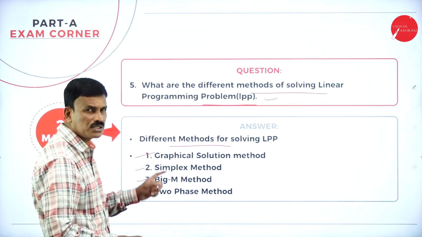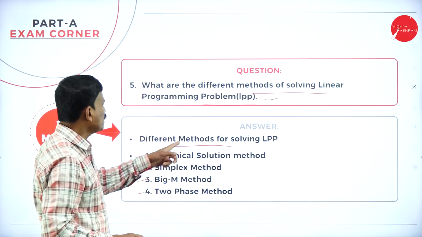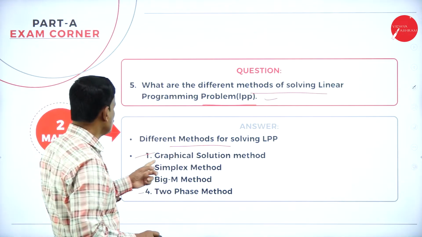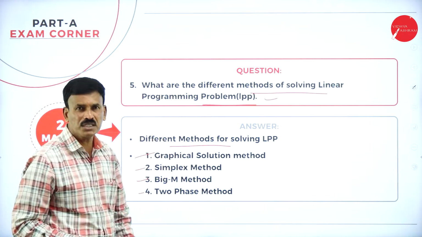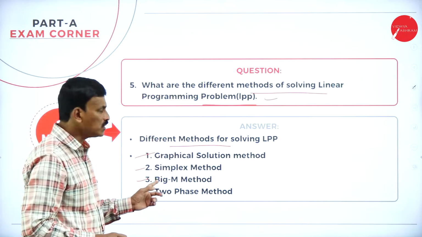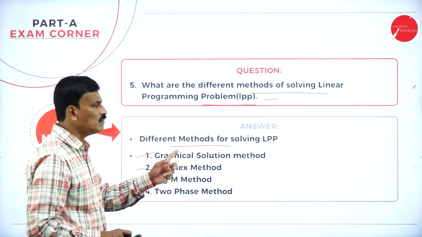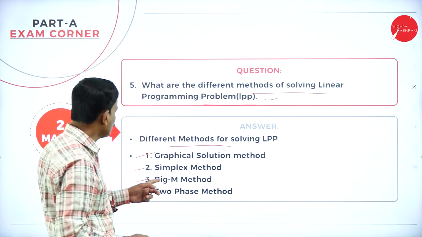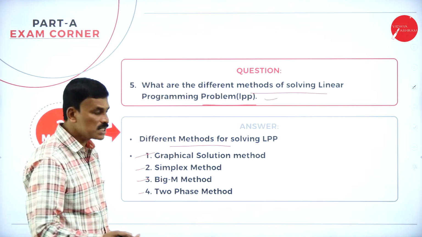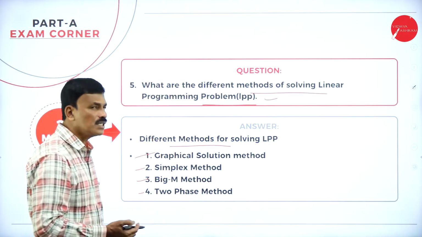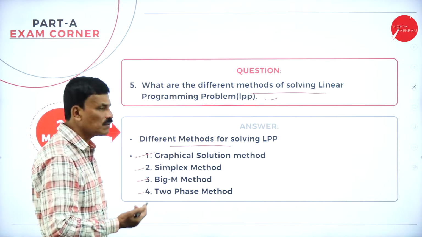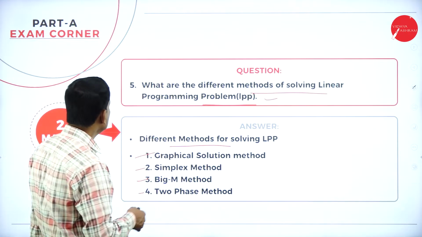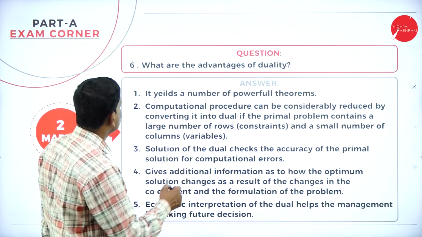This is a very important question. The different methods of solving a linear programming problem are 4 important methods: the graphical method, the simplex method, the third one is the B.C.A method, and the fourth one is the two-phase method. Okay. Now, let us come to the next important question.